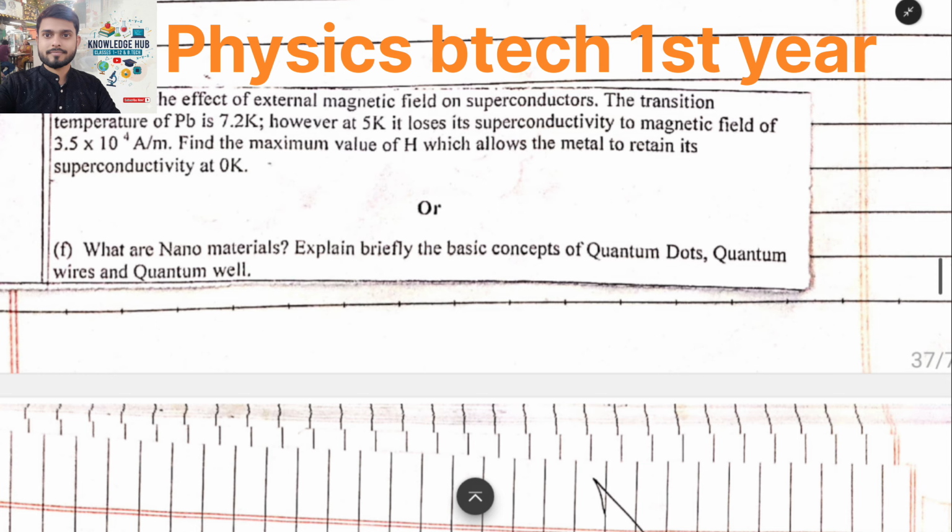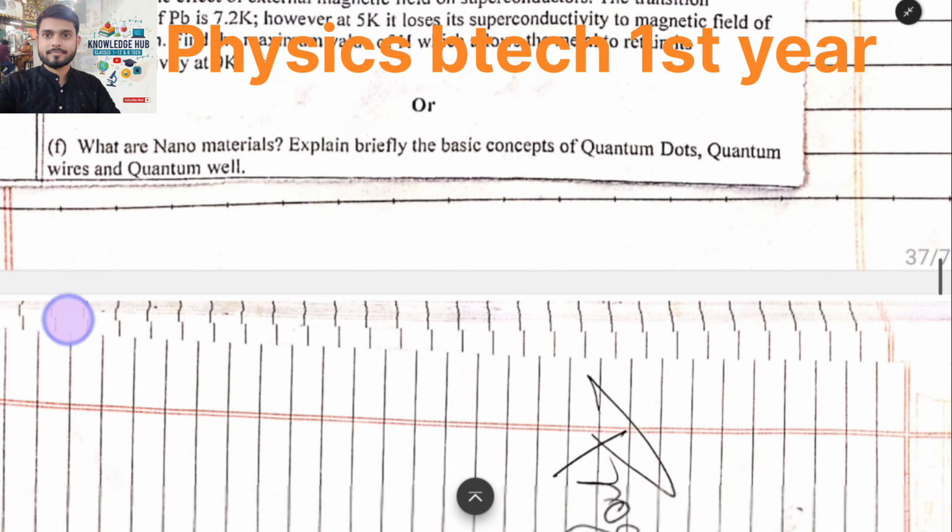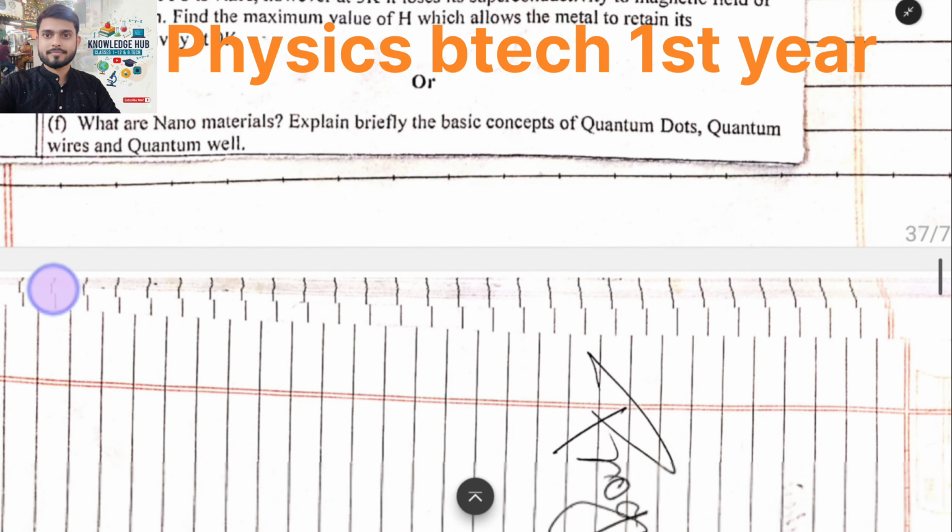Now discuss the effect of an external magnetic field on a superconductor. The transition temperature of Pb is 7.2 Kelvin. However, at 5 Kelvin it loses its superconductivity at a magnetic field of 3.5 times 10 to the power 4 A per m. Find the maximum value of H which allows the metal to retain its superconductivity at 0 Kelvin.